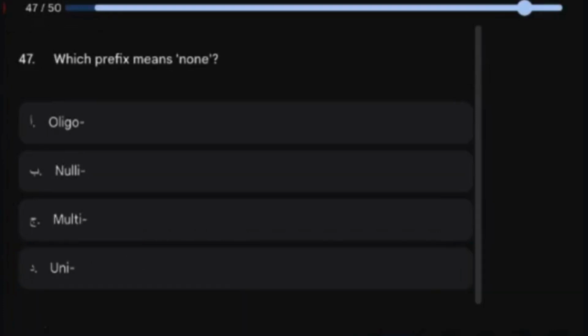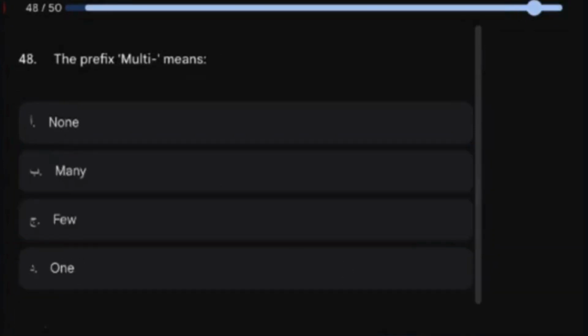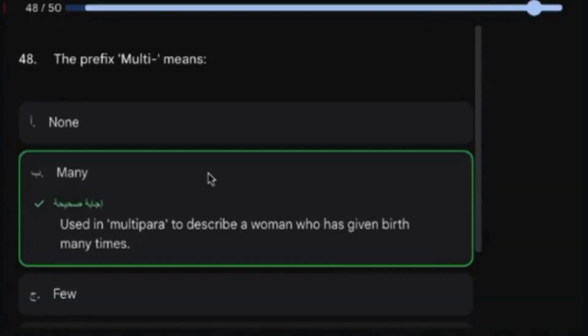Which prefix means none? Is it oligo, nulli, multi, or uni? It is nulli, like nullipara, a woman who has never given birth. The prefix multi means none, many, few, or one? Yes, it means many, like multipara, a woman who has given birth many times.